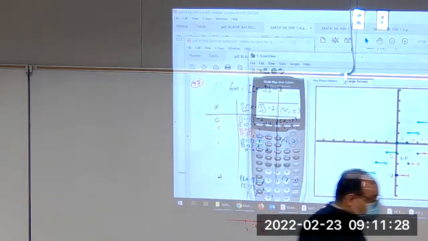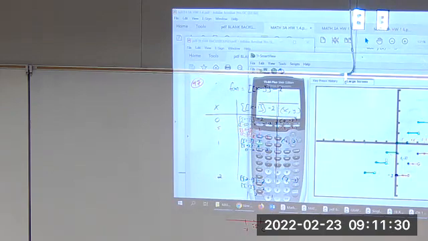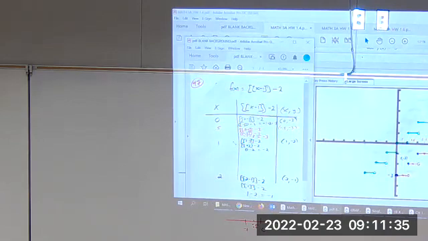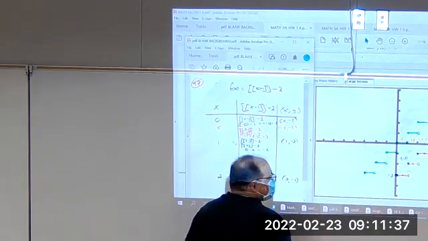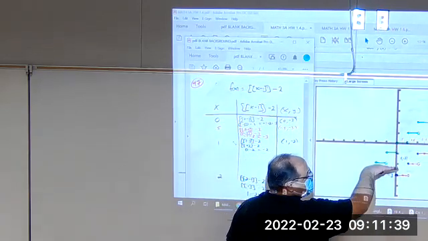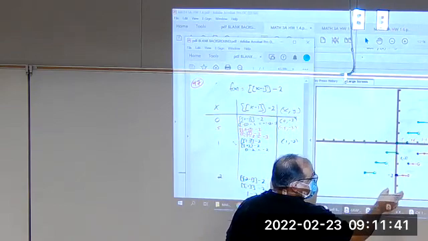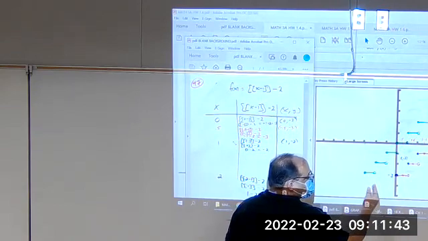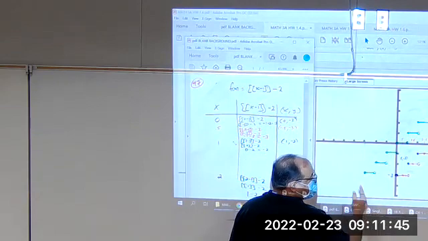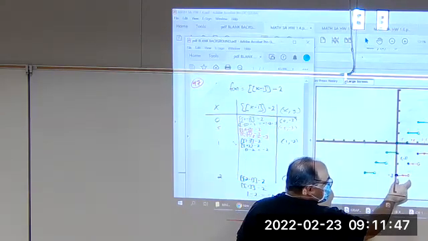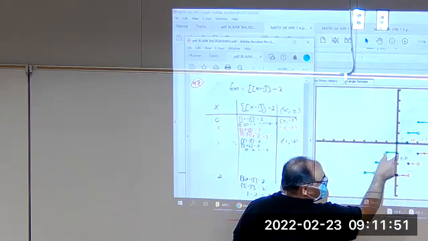The original, to the new one. It did drop down 2. But it also slid over 1. This segment right here is the one that dropped down 1, 2. This one right here dropped down 1, 2.